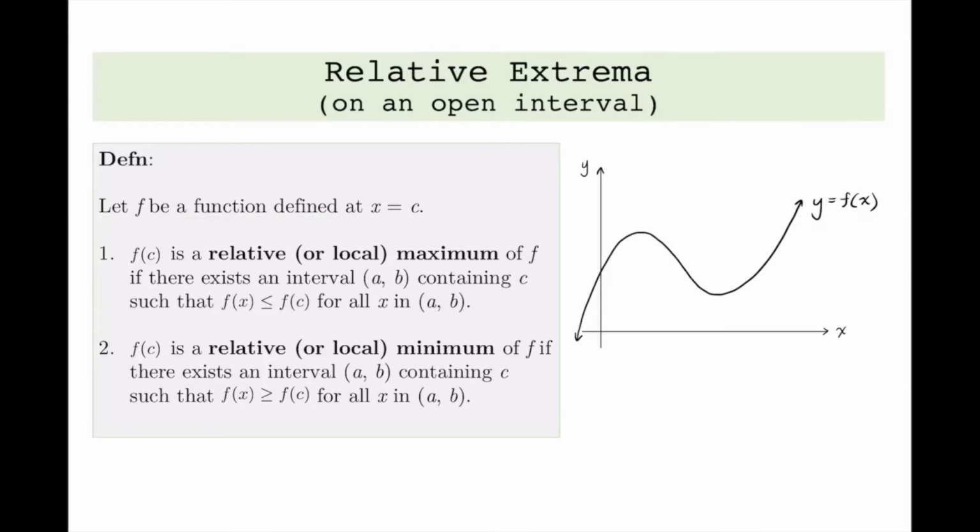So we can have two kinds of extrema. We would say f of c, the y value that we get when we plug x equals c into the function, is a relative or local maximum of the function f if there exists an interval from a to b that contains the x value of c, such that all of the f of x values, or all of the y values, on that interval are less than or equal to what we get when we plug in x equals c, or the y value at x equals c. So that is a mouthful.